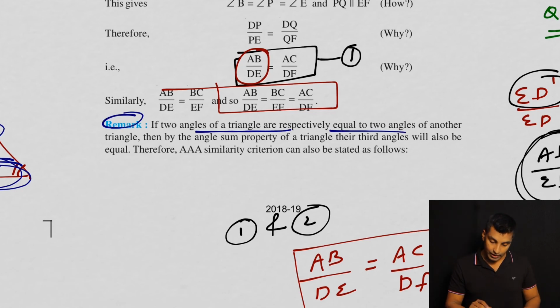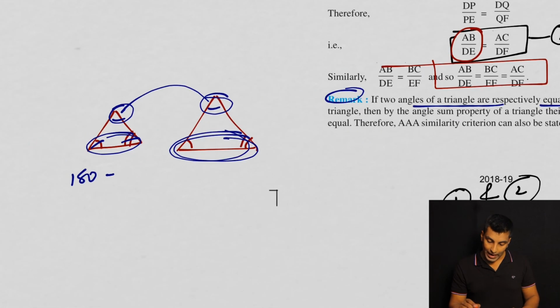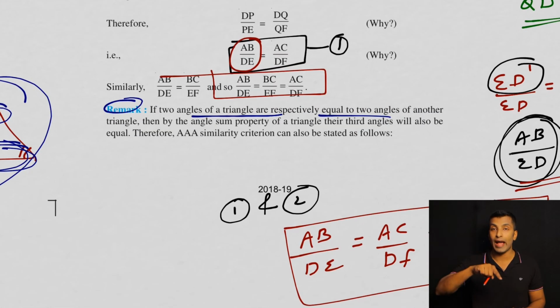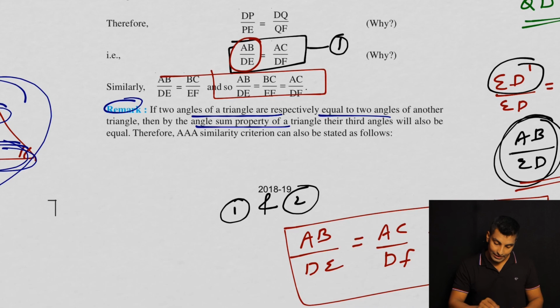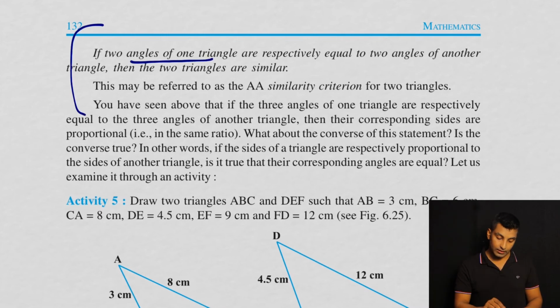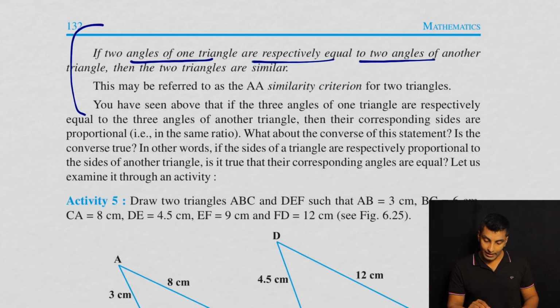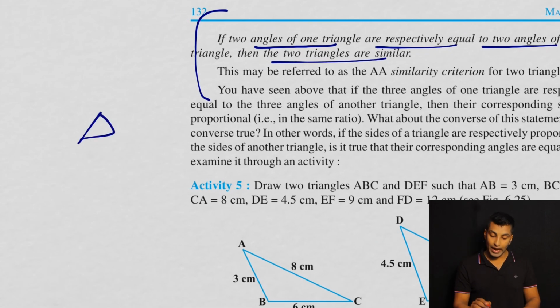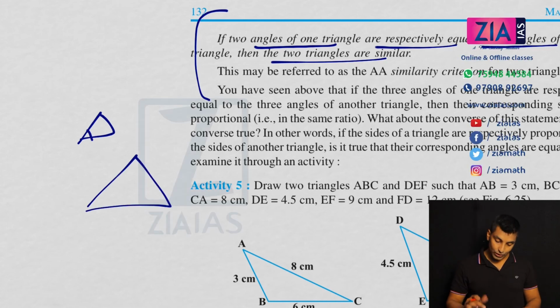So that's what is discussed here. If two angles of a triangle are respectively equal to two angles of another triangle, like in this case, then by the angle sum property of a triangle, their third angles will also be equal. So the third angle will be equal. So you can rewrite AAA similarity as this. Okay, so what it is saying: if two angles of one triangle are respectively equal to two angles of another triangle, then the two triangles are similar. So you just need to check this only.